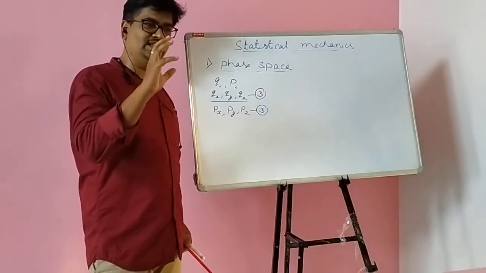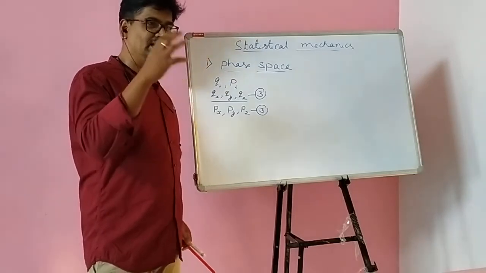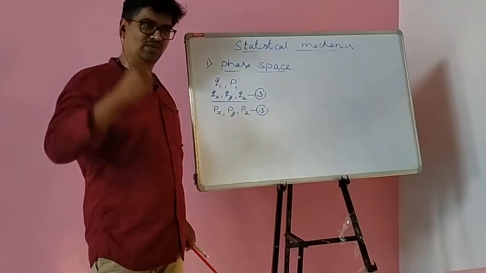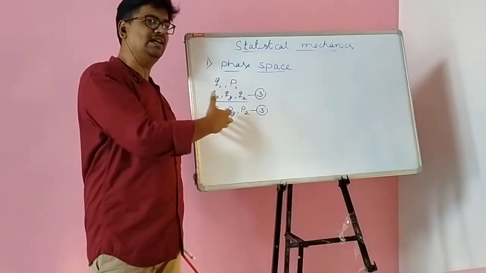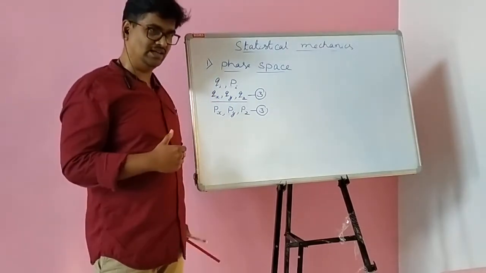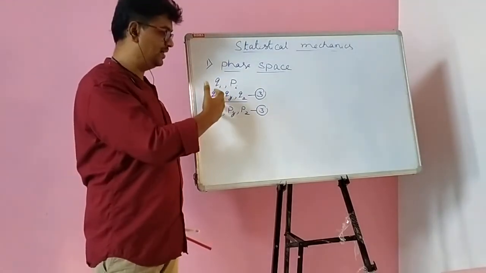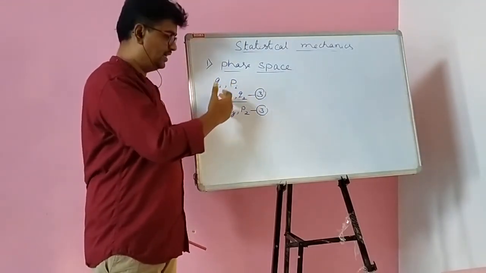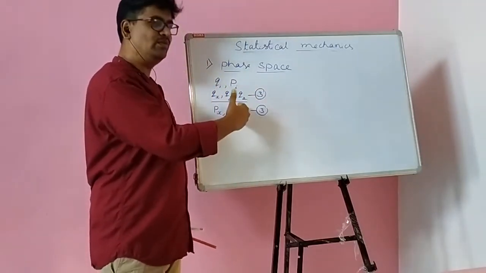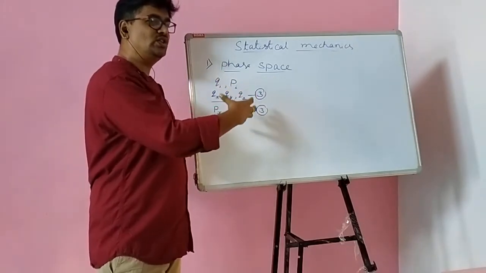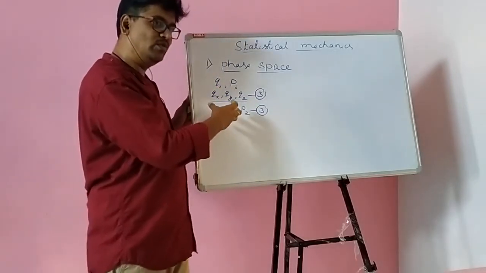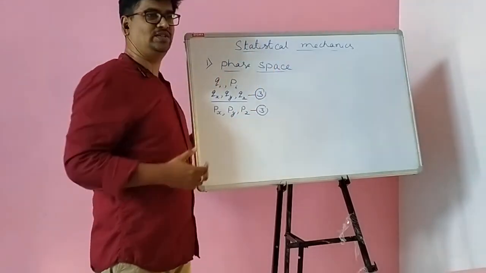So far, for visualization we have 3 coordinates x, y and z, 3 position coordinates. But now I am saying to imagine a space with 6 coordinates: 3 position coordinates qx, qy and qz and 3 momentum coordinates px, py and pz. This 6-dimensional space having 3 position coordinates and 3 momentum coordinates is known as phase space.